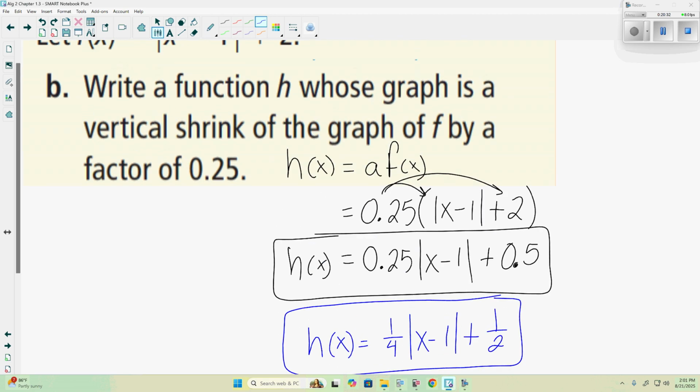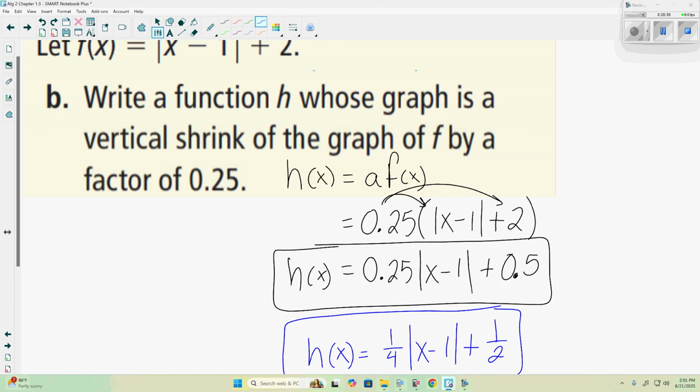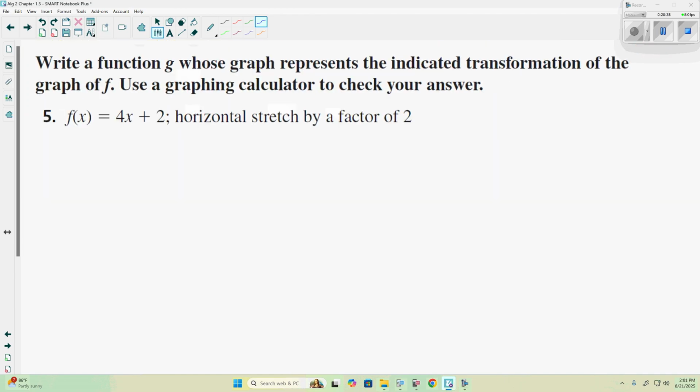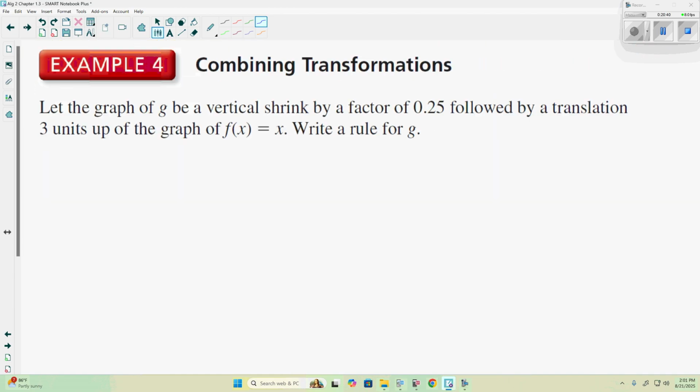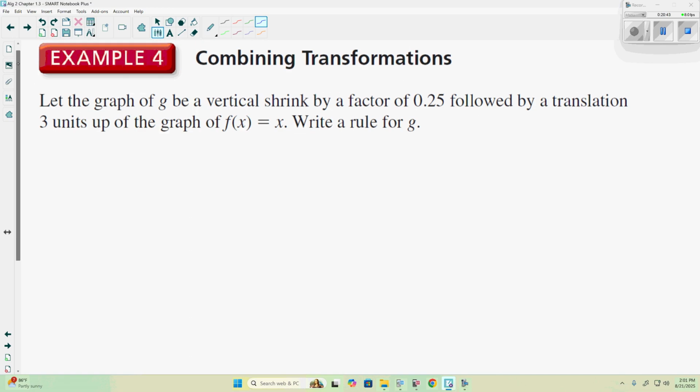Questions on this here? Are you ready for the last thing of 1.3? We're going to skip 2, go to this one here, combining transformations. We're going to combine transformations. Okay, we ready? Let the graph of g be a vertical shrink by a factor of 0.25, followed by a translation 3 units up of the graph of f of x equals x. Write a rule for g. Write a rule for g is just tell me what the function is after we applied these transformations.